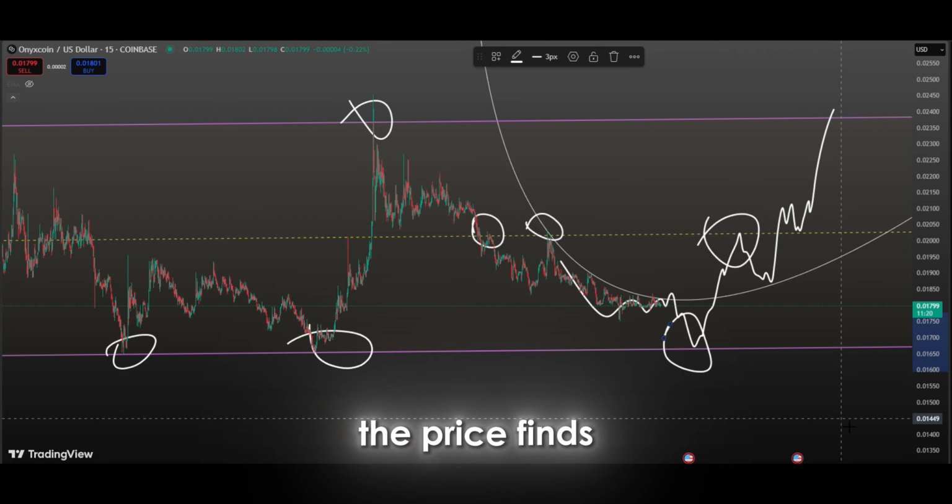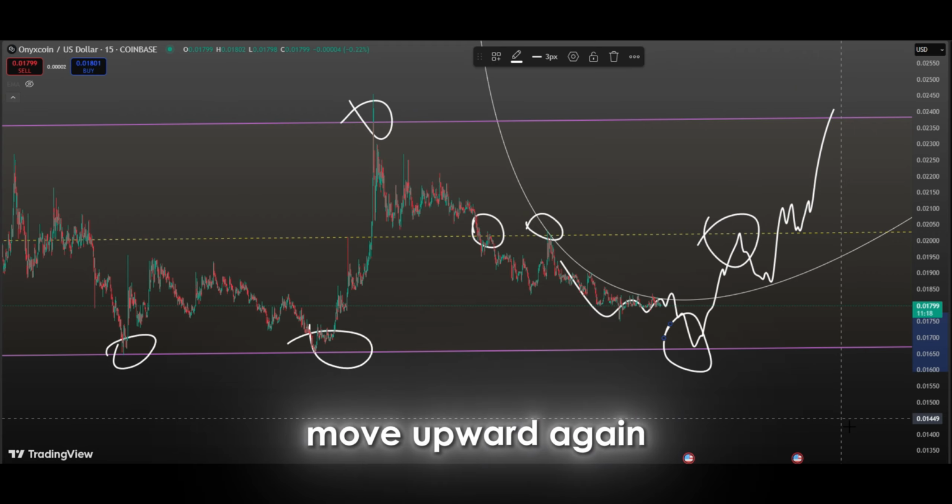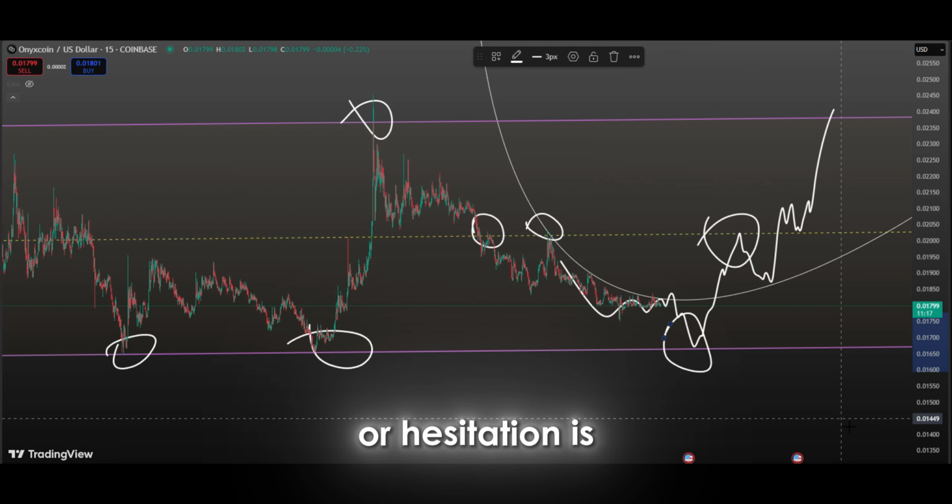As long as the price finds support at the lower band, it tends to move upward again, and a slowdown or hesitation is often observed upon reaching the middle band.